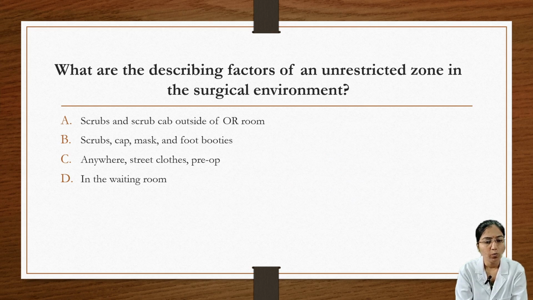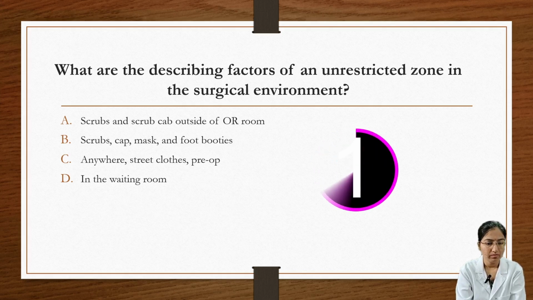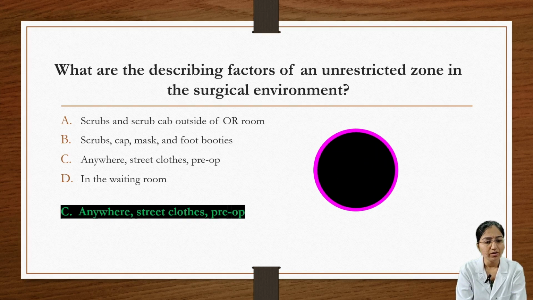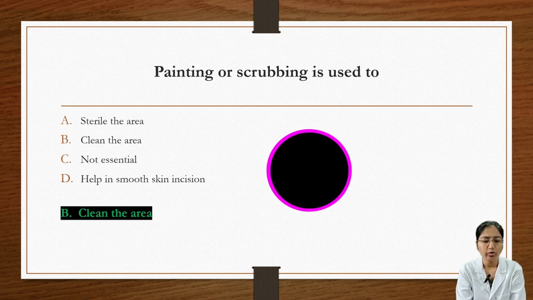Next question. What are the describing factors of an unrestricted zone in the surgical environment? Options are here. Right option is C. Anywhere, street clothes, pre-operated. Next question. Painting or scrubbing is used to. Options are given. Right option is clean the area.